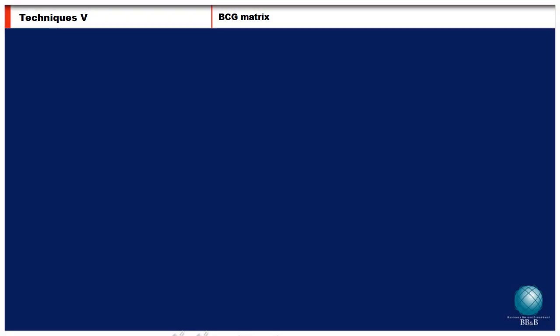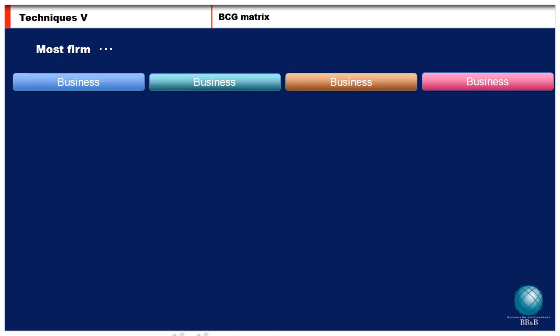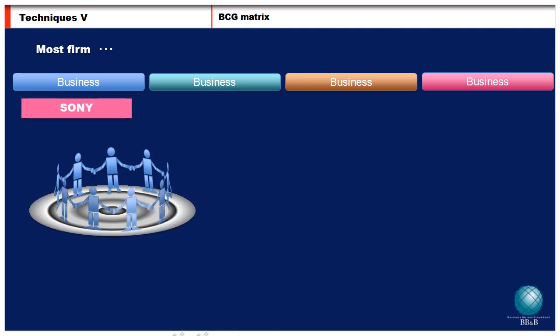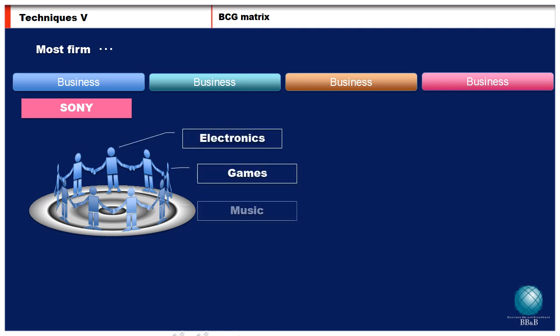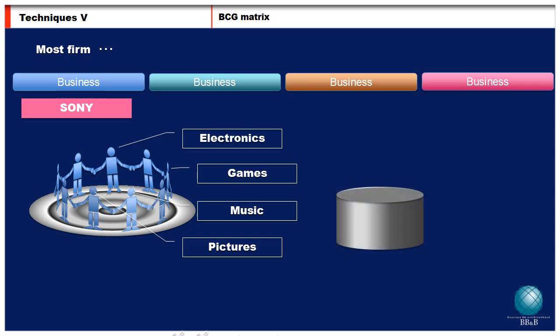Techniques 5. BCG Matrix. Most firms pursue a number of businesses at the same time. Sony's corporate strategy uses a related linked diversification strategy. Its strategic business units include electronics, games, music, pictures, and others. How do you decide which businesses to keep in a portfolio?